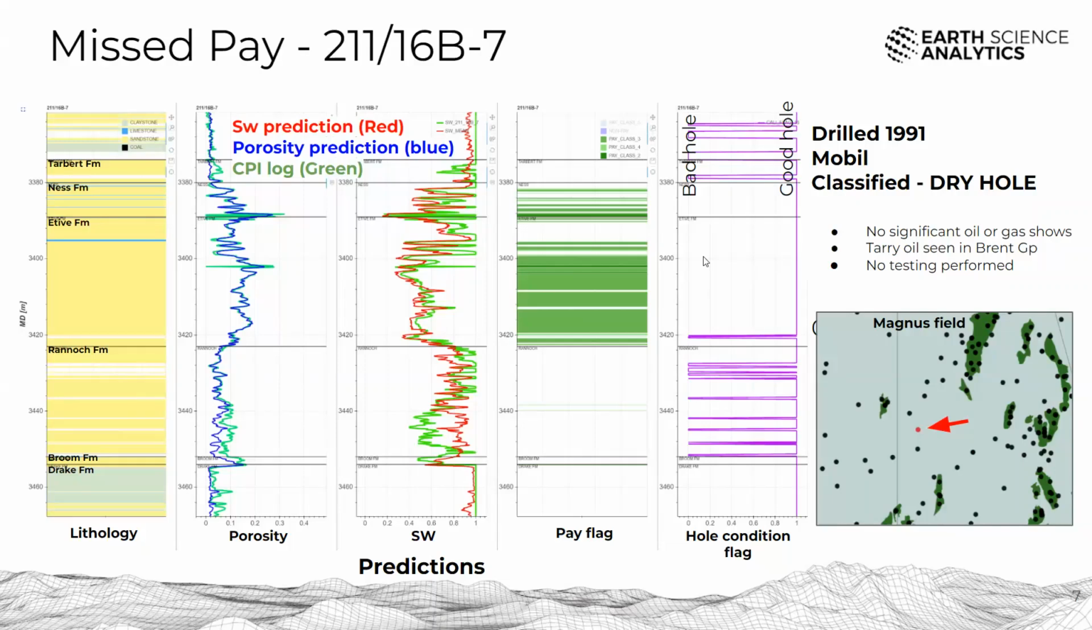So this well was drilled in 1991 by Mobil, and this was classified on the Oil and Gas Authority website as a dry hole. And it seems quite surprising that this was classified as a dry hole, because it seems that pay intervals are being predicted.